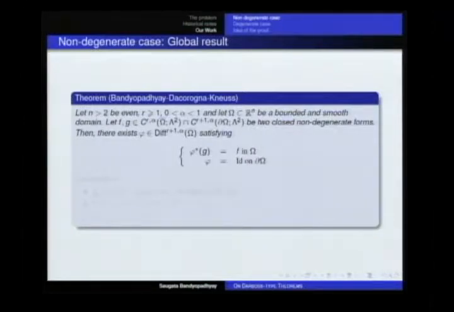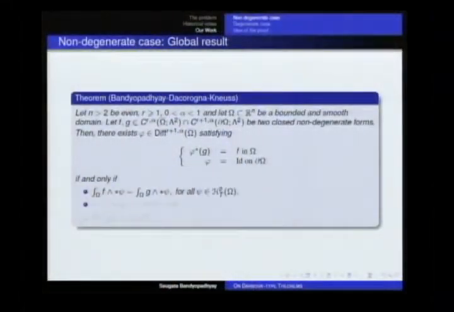Then there exists a diffeomorphism phi of class C^{r+1,alpha}, satisfying the pullback equation, and phi is the identity on the boundary, if and only if G minus F is orthogonal to the space of harmonic forms with vanishing tangential component, the tangential components of F and G are equal, and the Pfaffians corresponding to F and G have the same sign.